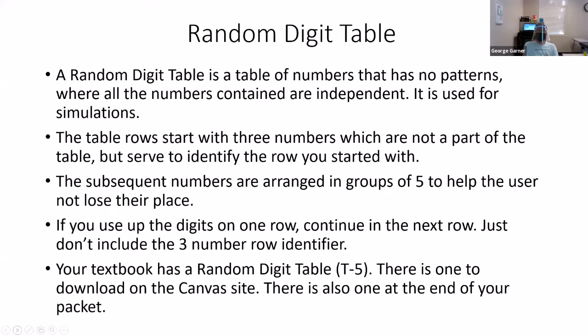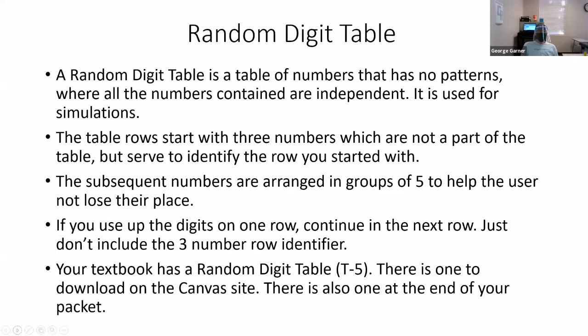So it's a table of numbers. There are no patterns. All the numbers are independent. So if you get like a 1 and a 1 in a row, that can happen with things that are truly random. If you then decide the next number can't be a 1, you might be disappointed, because what you got before doesn't tell you what's going to happen next. So these numbers are independent. And we're going to use it for simulations.